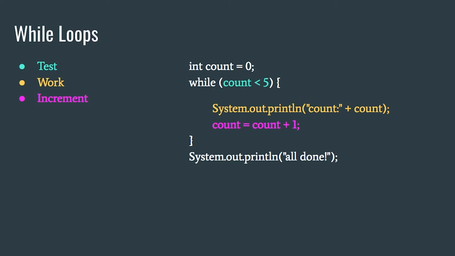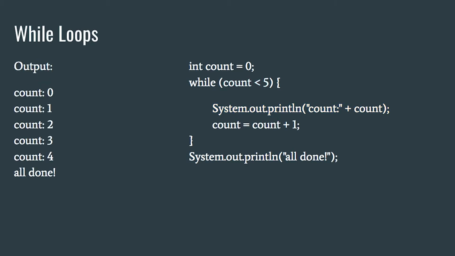So pause the video and write down what you think this code will print out. Here's the answer. Let's walk through it. We start with count being 0. We then go into our while loop. We check, is 0 less than 5? Yes, so we have a green light, we go into our loop. We print count 0, we add 1 to our count variable.